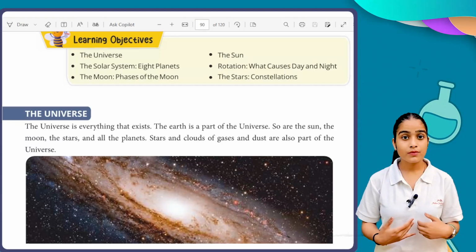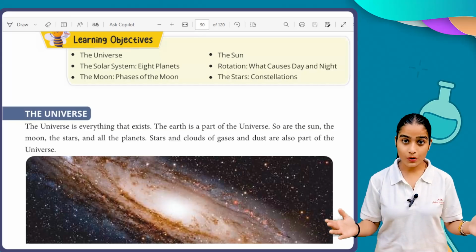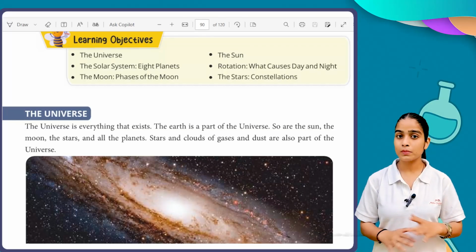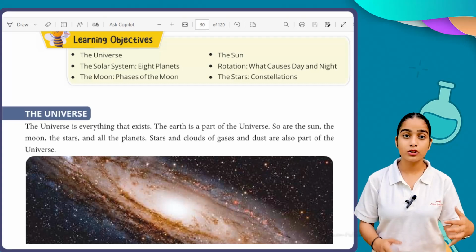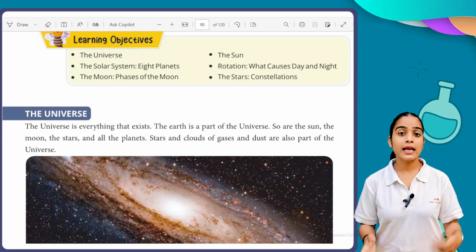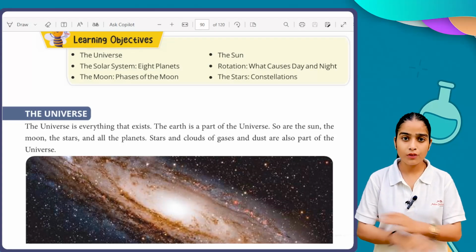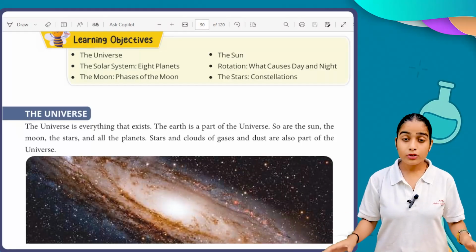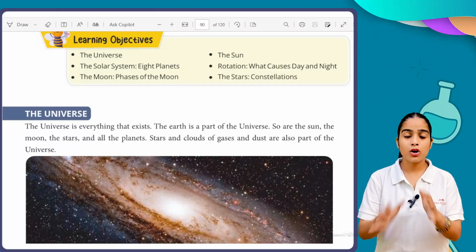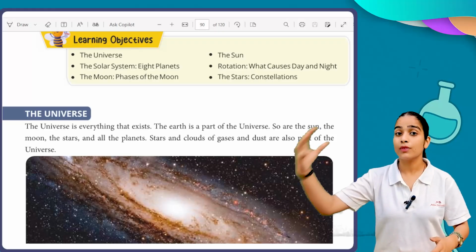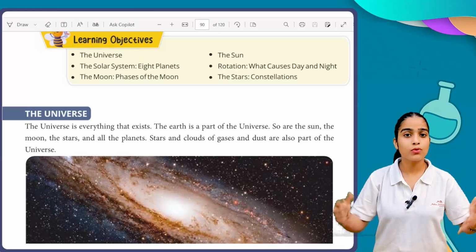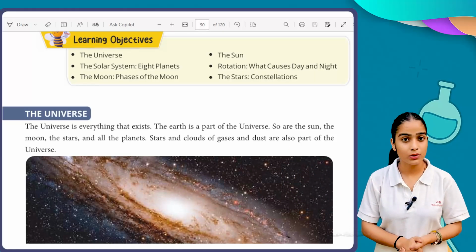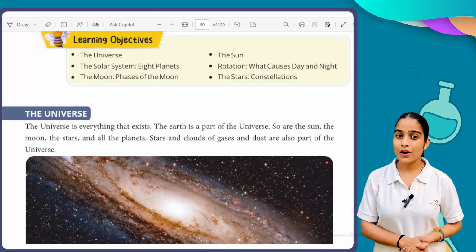Without the universe, nothing exists. Not me, not you, not plants, not animals, not the earth, not all the planets, not gas, water, etc. A lot of things we have on this earth, and outside of the earth we have the other planets, and none of them exist without the universe. So now we move forward.